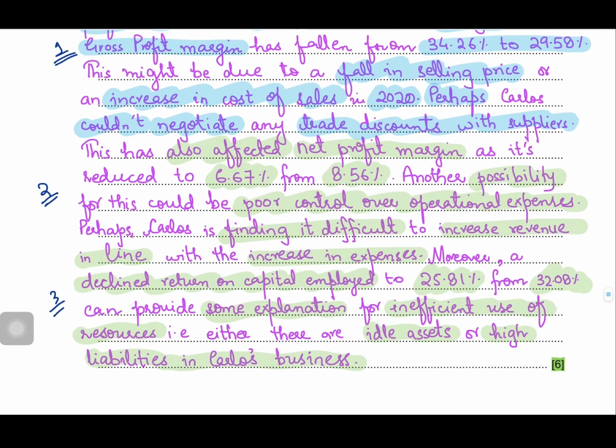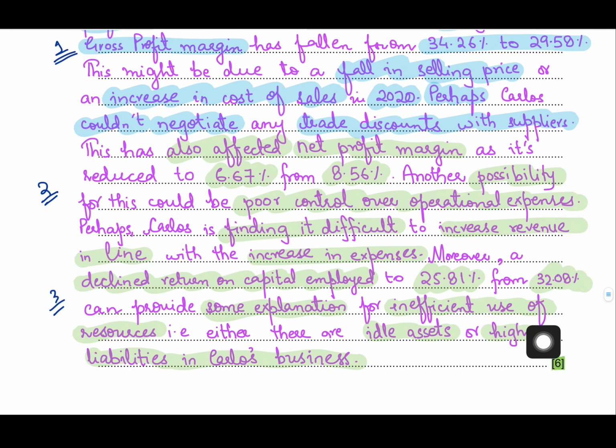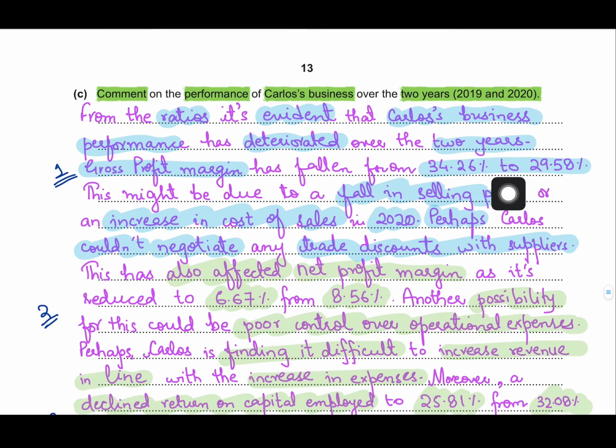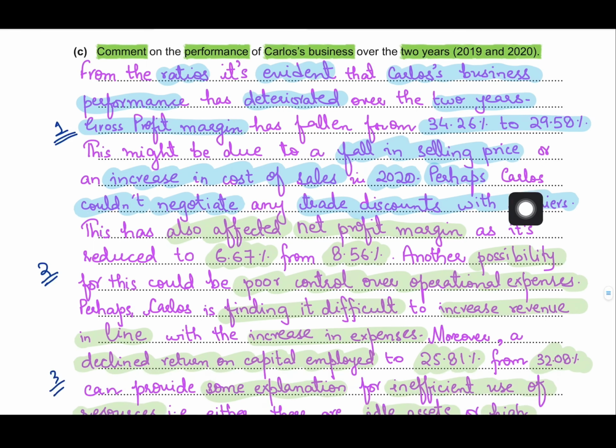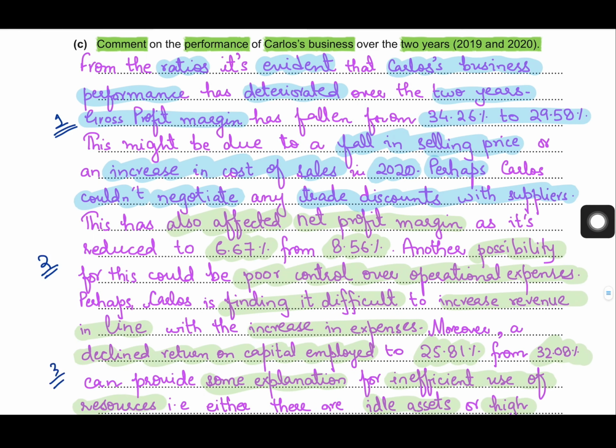So this answer is for more than 6 marks, right? Because I wanted to explain as much as I can. So you will be getting 1 mark for writing whether the ratio has increased or decreased, but you have to write the reason as well, right? So that you get full marks for your answer, for your interpretation basically.